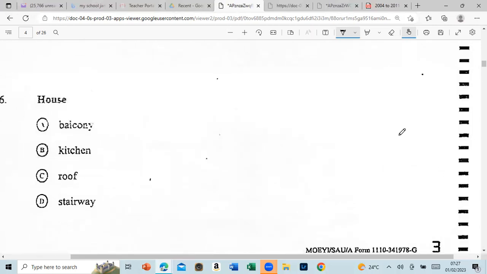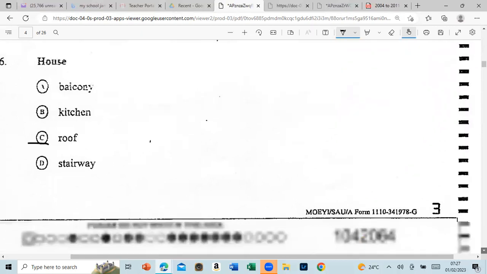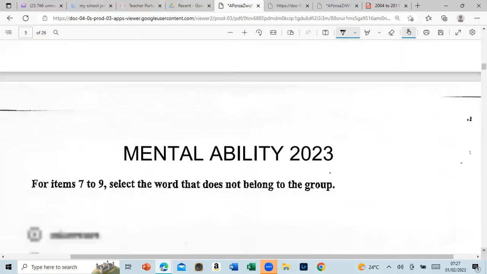Next, the word is oats. Is it the balcony, the kitchen, the roof, the stairway? I'm going to go with the kitchen. Is the kitchen necessary? Yes, for food and cooking. All right, let's move on.